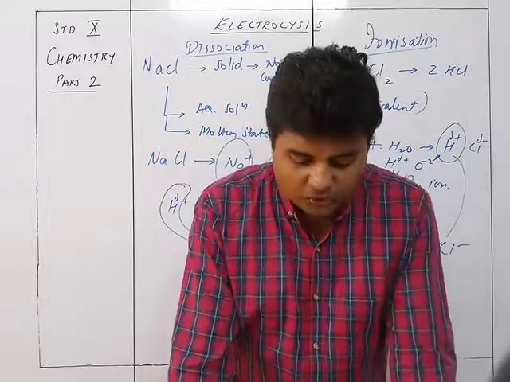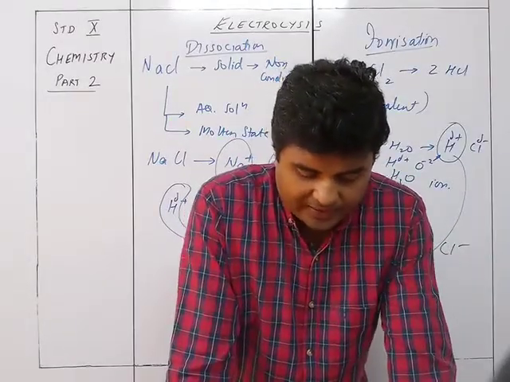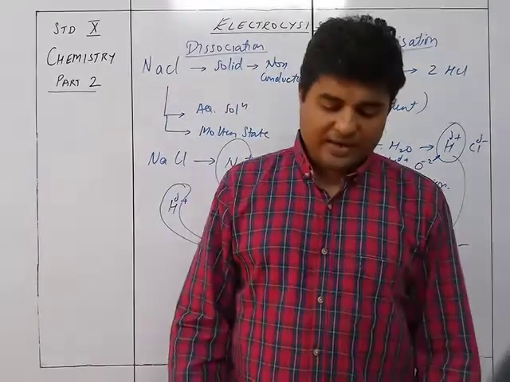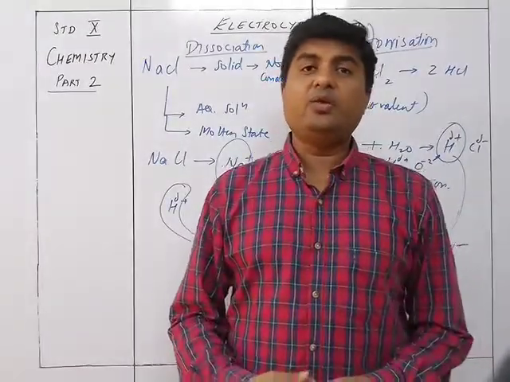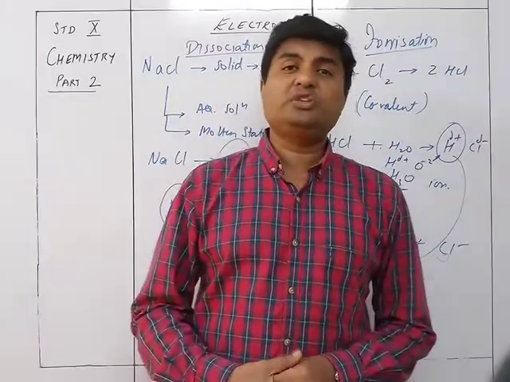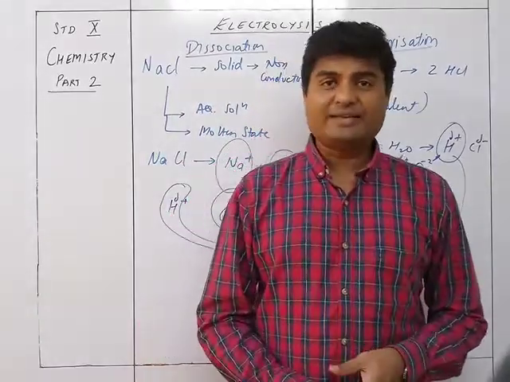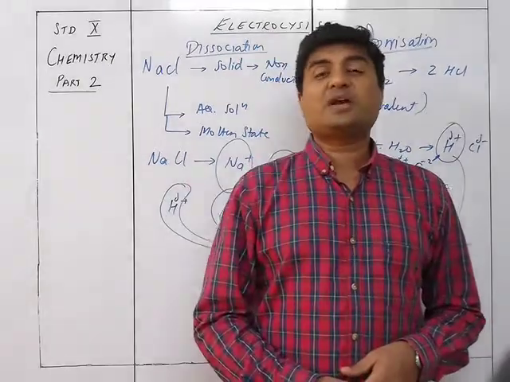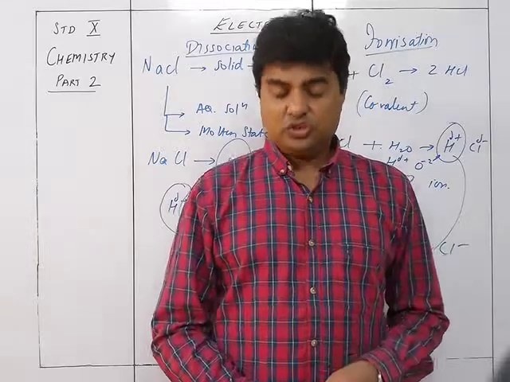Formic acid will be HCOO minus and H plus. And carbonic acid will be H plus and HCO3 minus. These are the weak ones because they will not be dissociating completely. So those acids which do not dissociate completely are the weak electrolytes, whereas the ones which completely dissociate are the strong electrolytes.